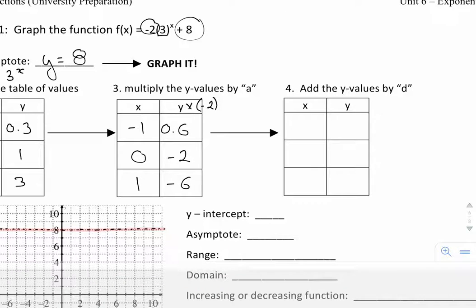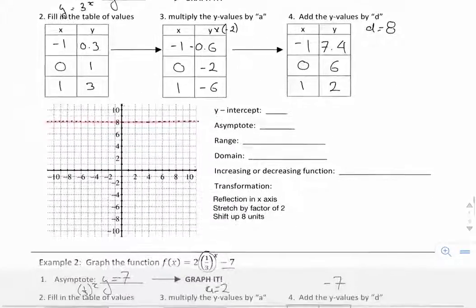In step number 3, I'm going to add the d values, which in this case, my d value is equal to 8. So I get, how do I get here? 8 minus 0.6. Actually, this was negative, so that's not right. It will be 7.4 repeating. I will get a 6, and then I will get a 2.